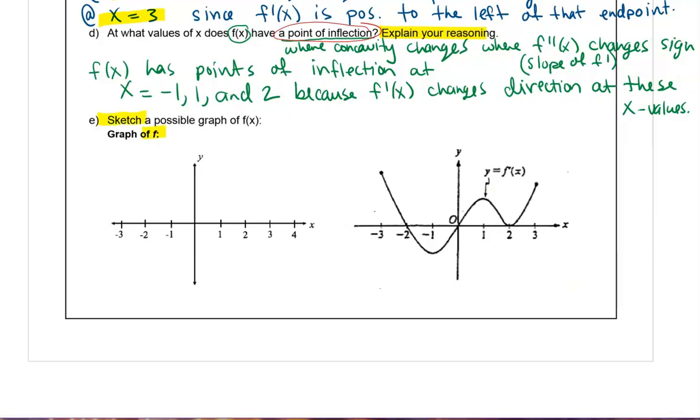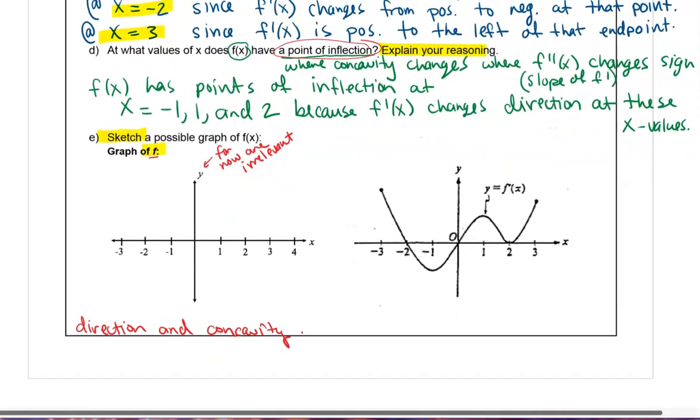So one thing I would want to say is that we don't know the y values, so these for now are irrelevant. So I don't have any labels on my y-axis because we don't know the starting value of f, the ending value of f, and we don't know how high it goes or how low it goes while it's going up and down. But what we do know is we can tell the direction and the concavity of f if we're given the graph of f prime.